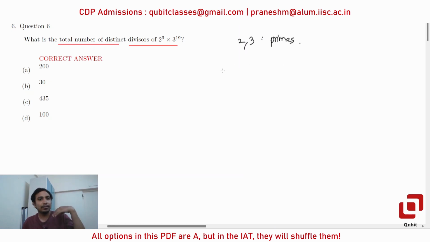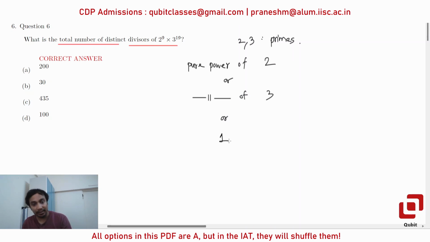Okay, so no matter whichever divisor you take of this number, it would either be a pure power of 2, or it would be a pure power of 3, or it would be 1, where both the powers of 2 and 3 will be 0, or it would be a combination like this, 2 raised to x into 3 raised to y.